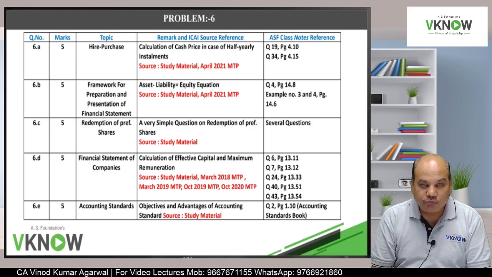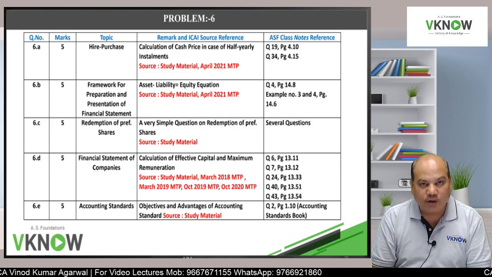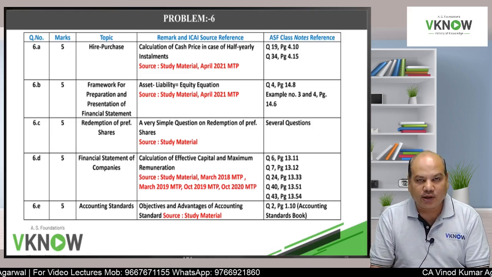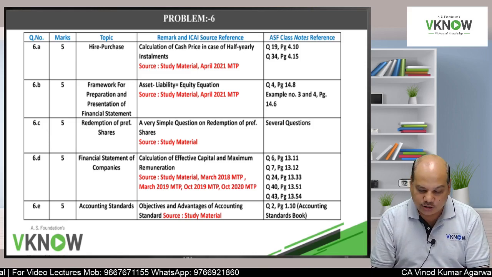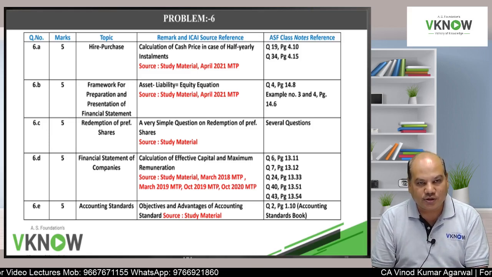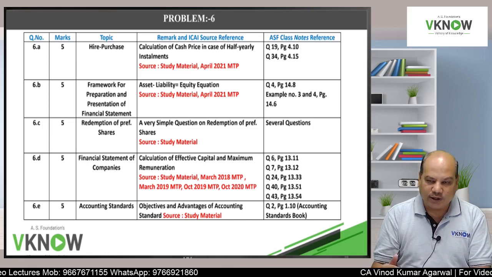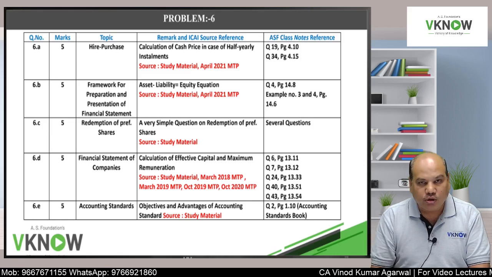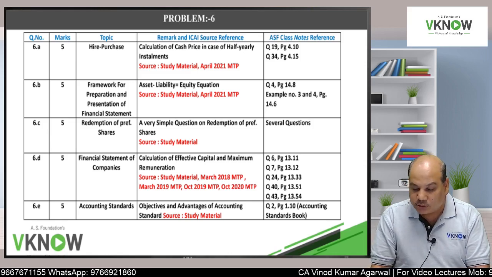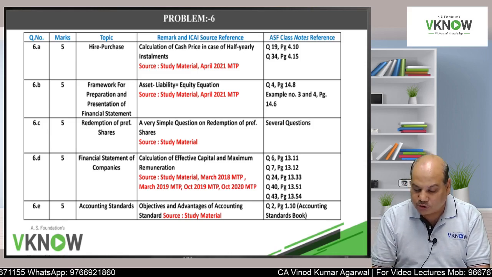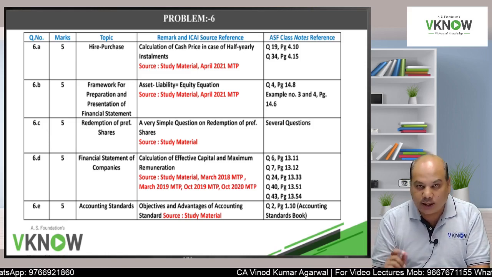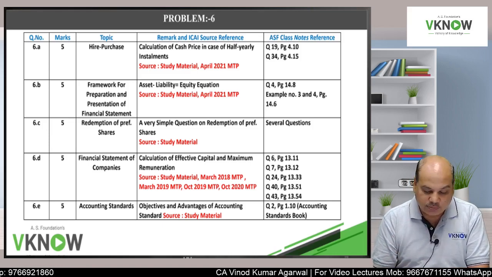Question 6B was based on a theory topic, framework for preparation and presentation of financial statements. And you have to solve a very easy question on the asset minus liability equal to equity equation. They have given 5 or 6 transactions, and you have to identify how the asset, liability and equity will change. We have similar examples number 3 and 4 in the book, and one question number 4 in our book. This question was similar to one in April 2021 MTP.